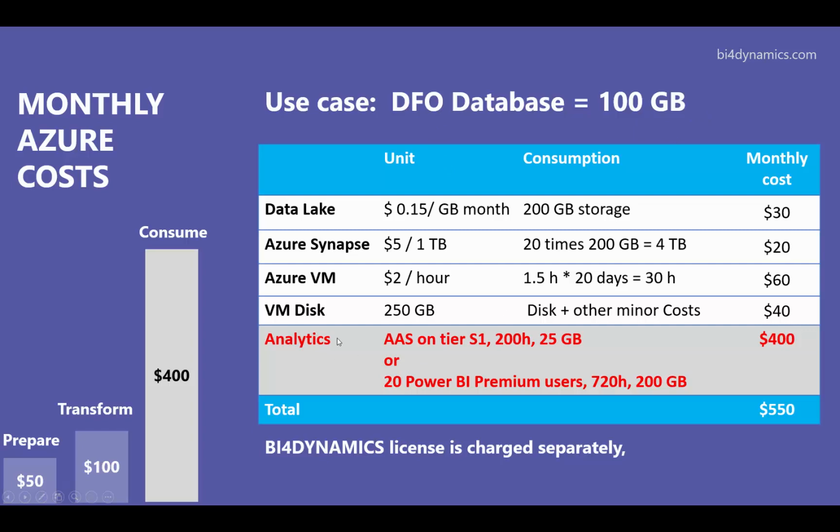Now, the costs occur in the area of analytics, where for this case, this is not the cheapest one. It is just the service that supports tier 2 with 25 GB of disk space or memory space, because the database is in memory, for 200 hours, $2 per hour. You would pay $400, and that's also the cost for 20 Power BI Premium users, 720 hours, like 24/7, and the data model size is 100 gigabytes, not 200 as it says.